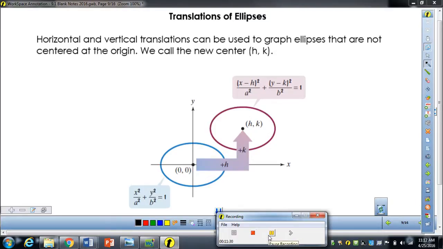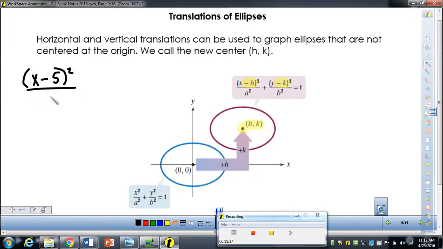All right, next we're going to look at some translations of ellipses. These are used to graph ellipses that are not centered at the origin. Notice how the new center is (h, k). And in the equation, it's x minus h and y minus k. That negative sign in the equation is going to cause the sign to switch when you're looking at the equation compared to what you get for your center. So let's do an example.